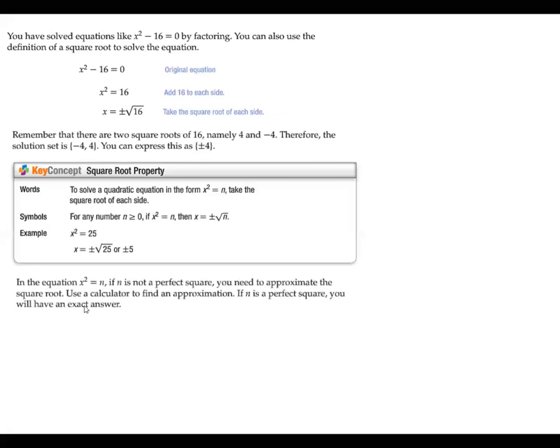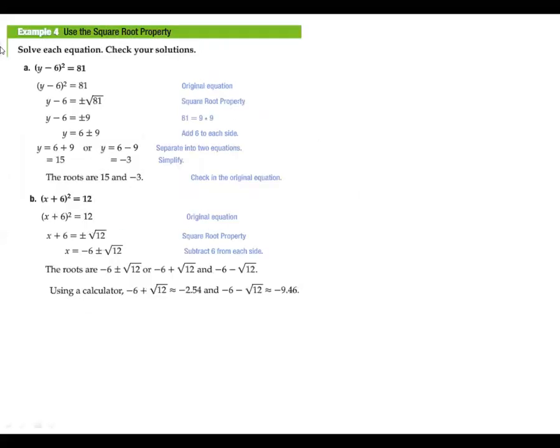Okay, in the equation x squared equals n, if n is not a perfect square, you need to approximate the square root, and you can do that with a calculator. If n is a perfect square, you can have an exact answer. Okay, so let's check this first one out.